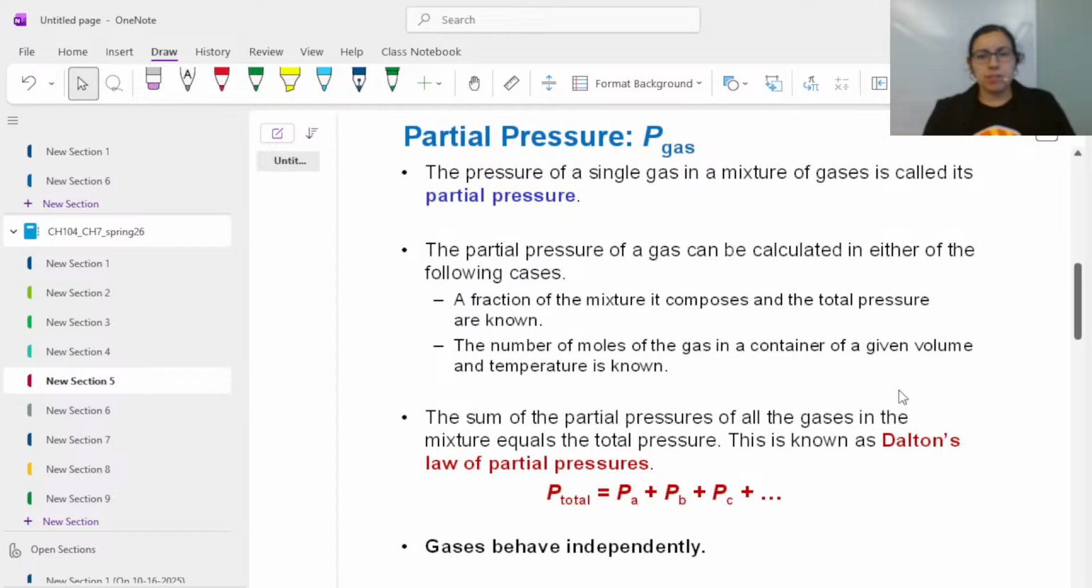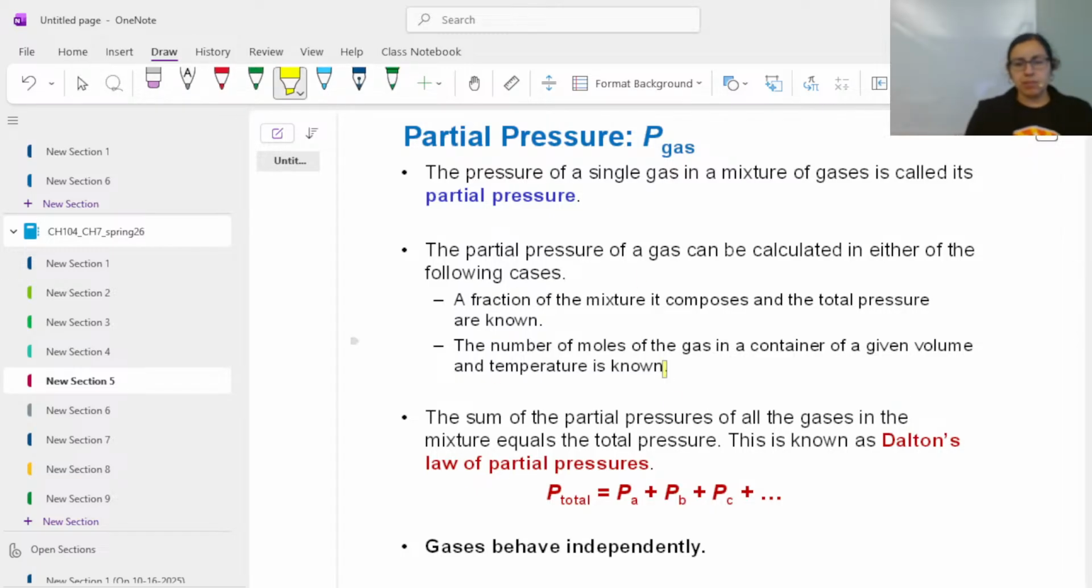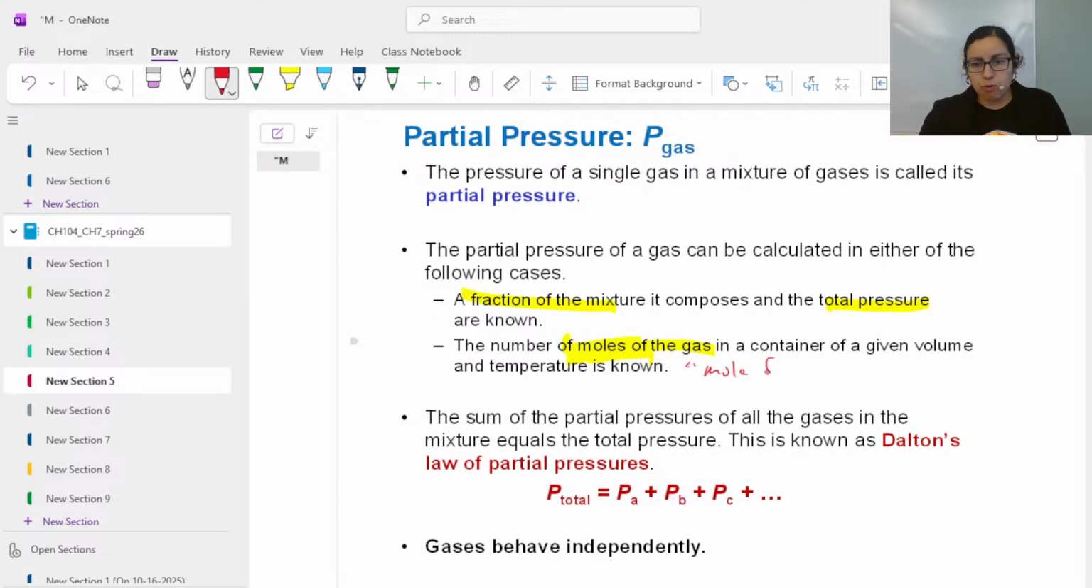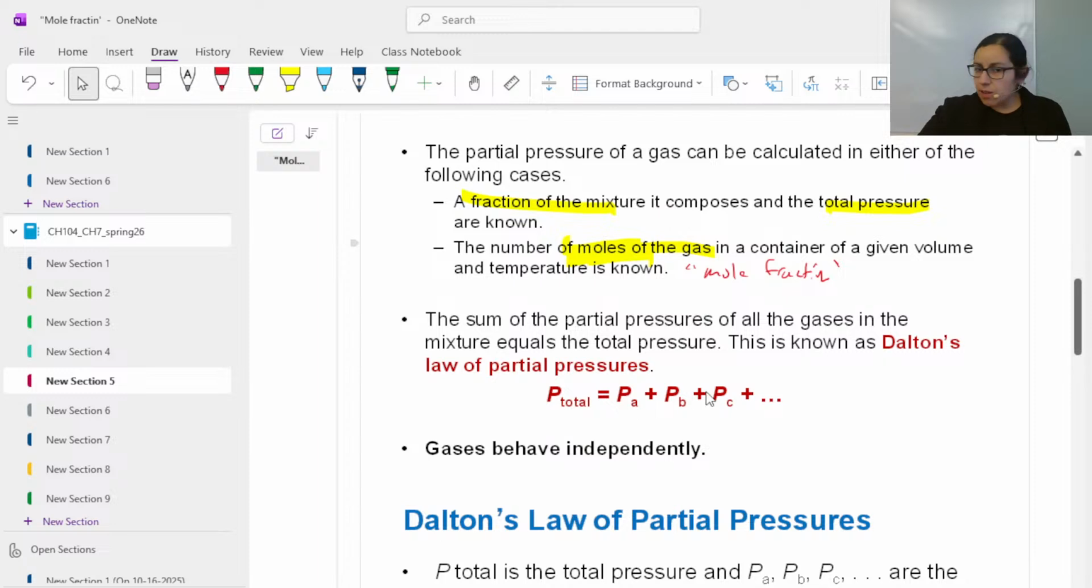That leads us to this relationship. All it's saying is we can have our fraction of our mixture, and either we know the total pressure, and then we can figure out the partial pressure of each gas, or we can figure it out from the moles and comparing the total number of moles. Basically this would be mole fraction, and then again getting the pressure from that. Again, we're saying they're additive. The gases behave independently.